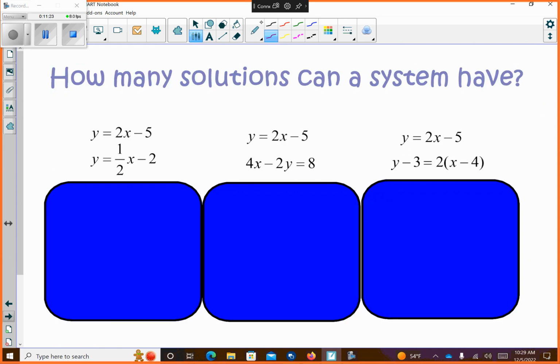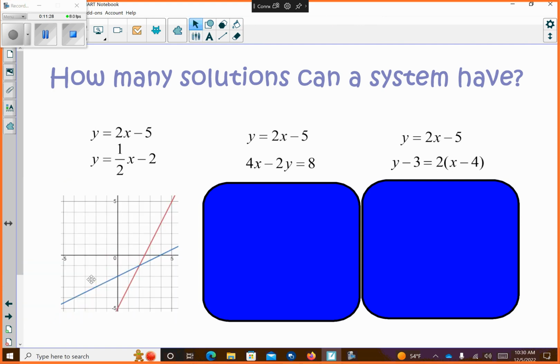So how many solutions does something have? So I'm going to move this out of the way. So this first graph crosses one time. This right here is a point, x comma y. It's where they cross. This has one solution. This is the one location where that point is on both my red and my blue lines.